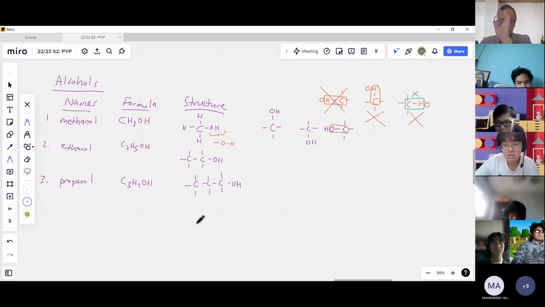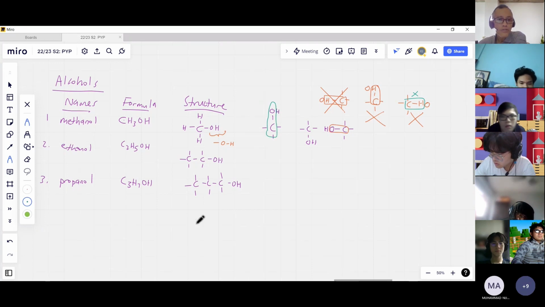I will of course try to correct you along the way, but you must remember it right now. So be very careful how you draw. The bond is between C and O. C and O.